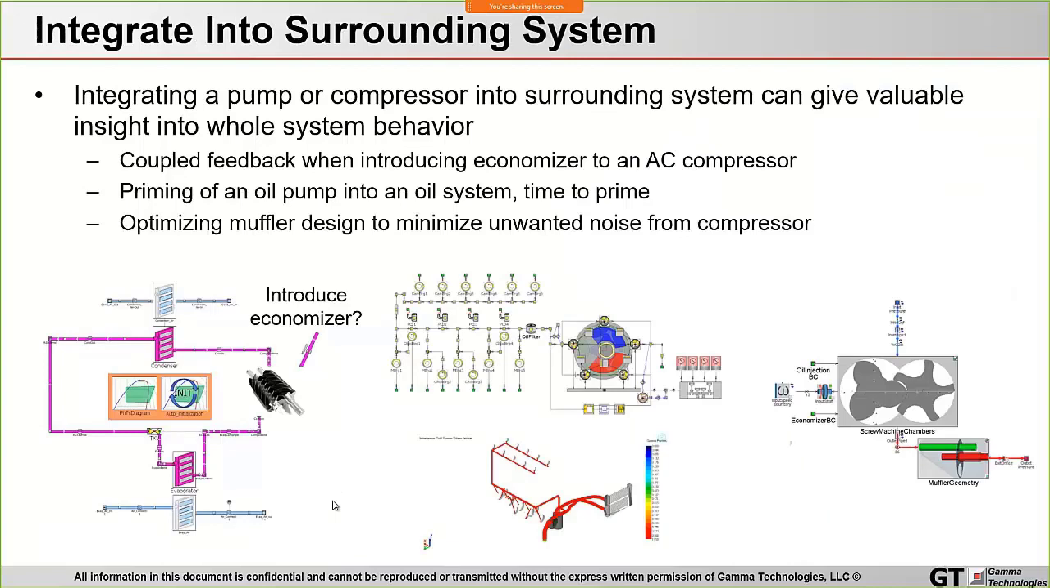Now, these machines also can be integrated into a surrounding system to give valuable insight on coupled feedback to look at entire system behavior. And this includes some examples highlighted below. For example, what happens when we introduce an economizer onto an AC compressor? What kind of detailed feedback is that giving to the overall system, and how does that change the performance not only of the system but of the compressor?